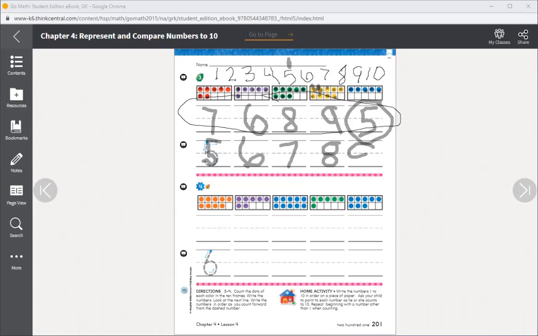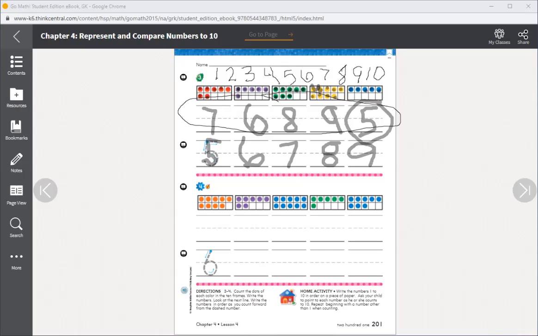9. There you go. We put these in order. 5, 6, 7, 8, 9. Let's double check. 5, 6, 7, 8, 9. Yes, we did. Thank you very much.